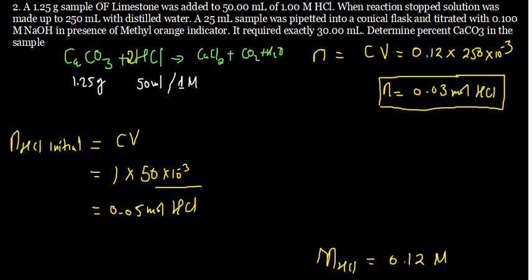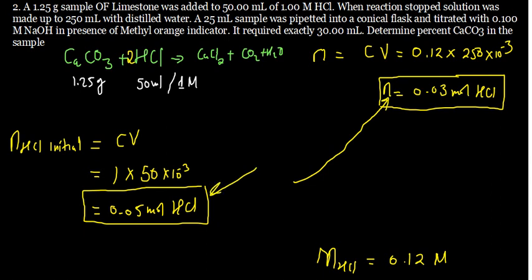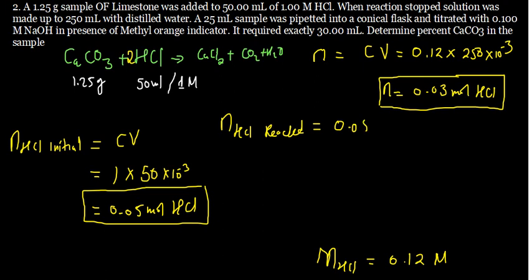Remember, initially we had 0.05 moles of hydrochloric acid, but these 0.03 moles are the moles of hydrochloric acid which we had from this 0.05 that reacted with the sodium hydroxide. So we can determine the number of moles of hydrochloric acid which reacted with calcium carbonate, and that would be the number of moles of hydrochloric acid present initially minus those which reacted with the sodium hydroxide. Therefore, those which reacted with the calcium carbonate is 0.02 moles. We are good? Yes.